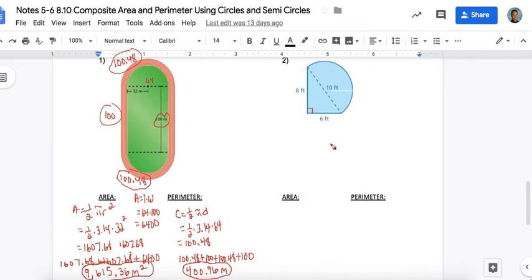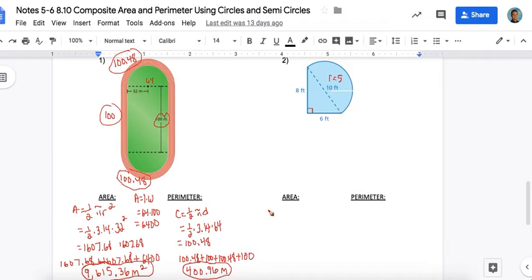Okay, let's look at example number 2. We're going to do the area first. So I have a triangle and a semicircle. I look here, I have a base and a height, so we are good to go. And for the area of a semicircle, we're going to need the radius. I know that this whole part is 10, so that's telling me the diameter is 10. That means the radius is 5.